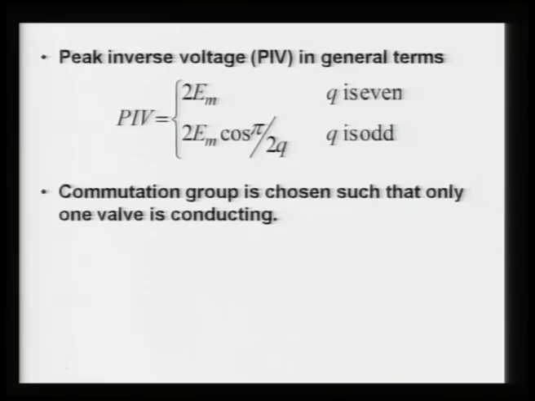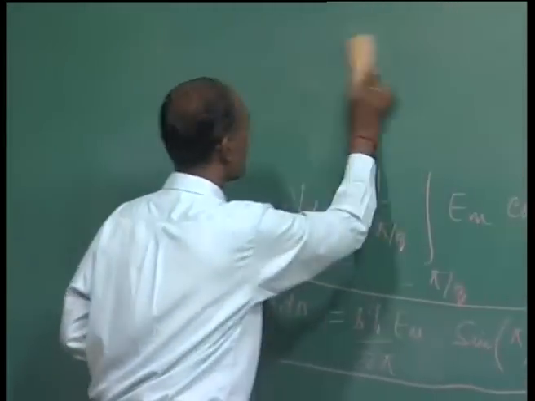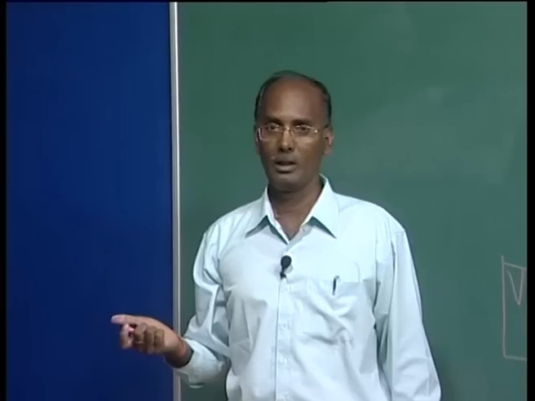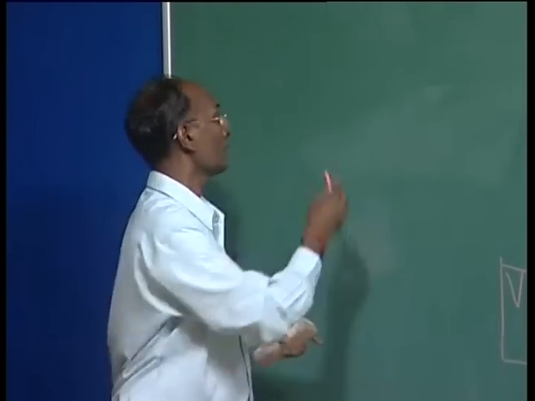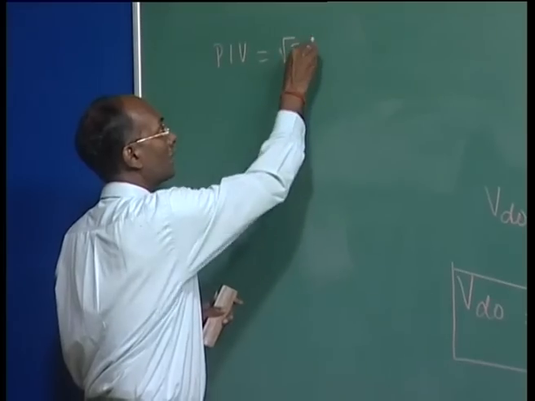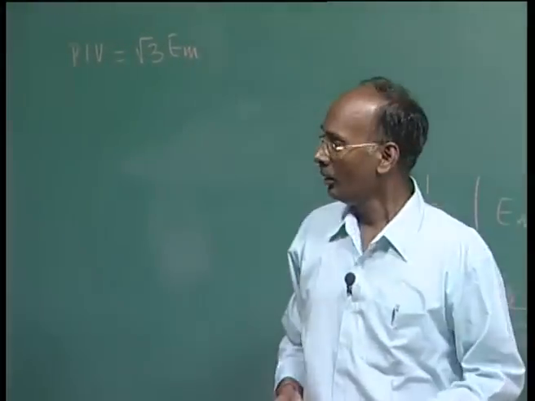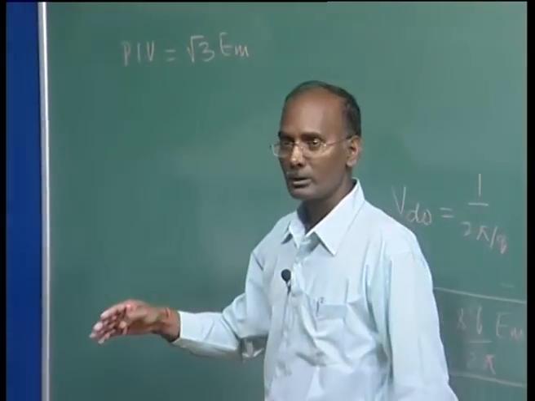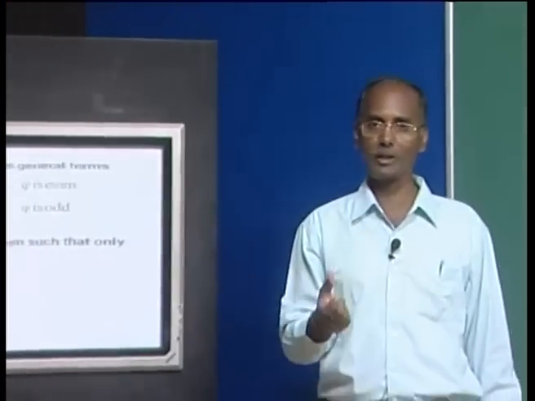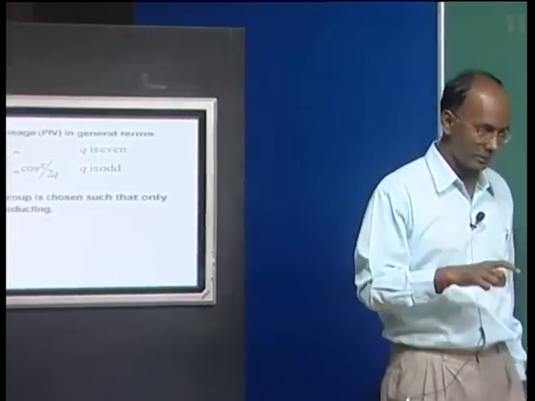Now, another term we are going to use is the peak inverse voltage, and I am going to define the peak inverse voltage in terms of Q. Already for this circuit we saw that the PIV is nothing but root 3 EM. It was found for different values of Q; Q is the only governing criterion to decide the peak inverse voltage across the valve.